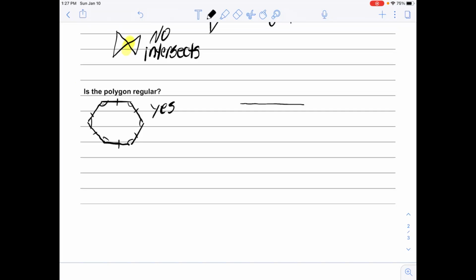However, if I look at this shape here, I can clearly see that even though this side and this side are the same length, they're not the same length as these sides. I can also see that this angle right here is obtuse and this angle right here is acute. That means that they are not the same angle measure. So this is not a regular polygon. It is a parallelogram, but it is not regular.